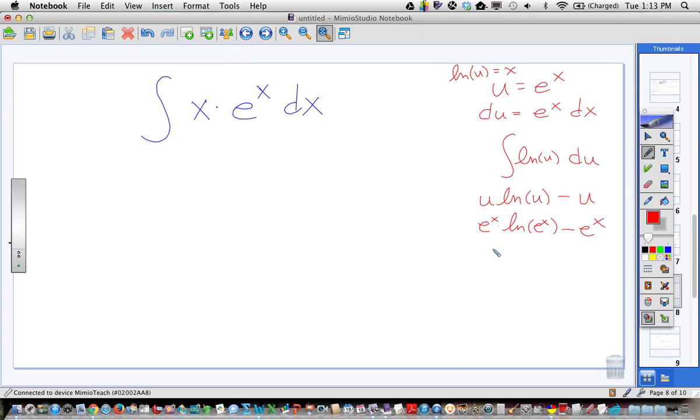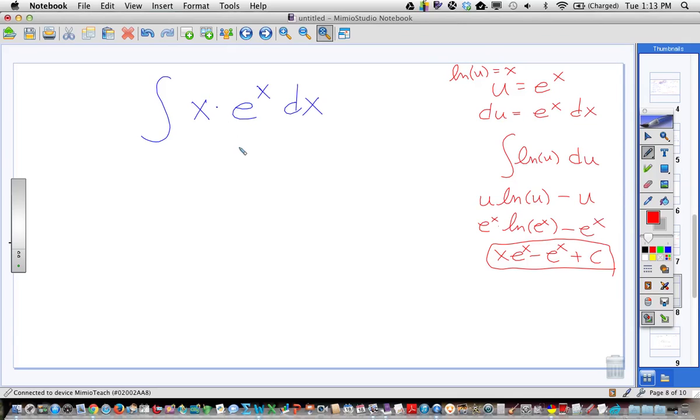And what's another name for ln e to the x? Just plain x. So this would really be x e to the x minus e to the x plus c is actually what we would end up with here. Okay, and if you type that into your calculator, you'd have to remember to put a times sign in between them. I think that is what you get.